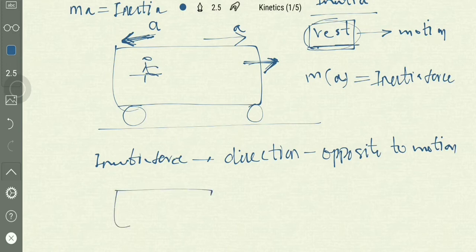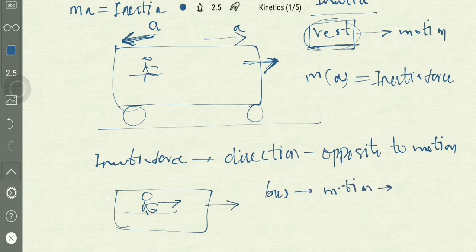And if you are sitting in a bus and it is traveling with a velocity, and if it suddenly stops, you will be moving to the front, because this bus is changing its state from motion to rest. But your body tries to stay in motion due to inertia. The inertia is resisting the change of state, right? So in order to come from motion to rest, the inertia is stopping you.